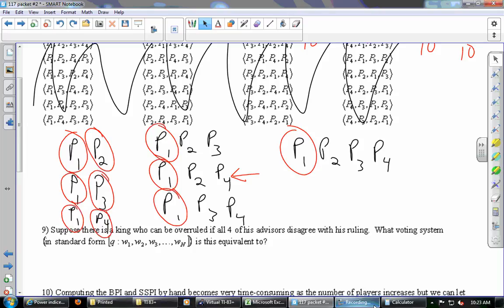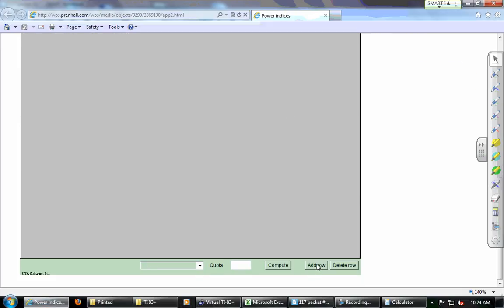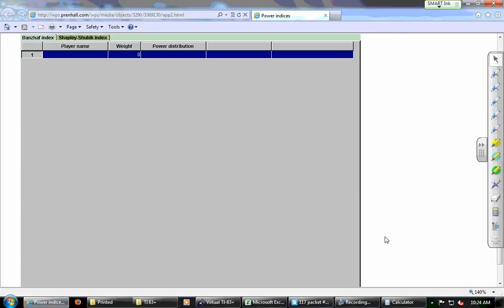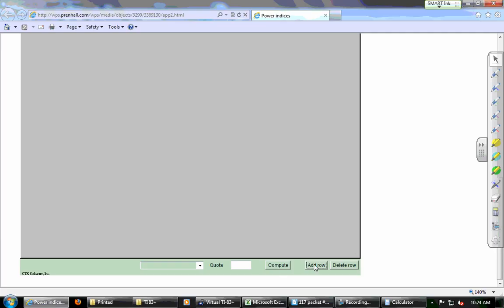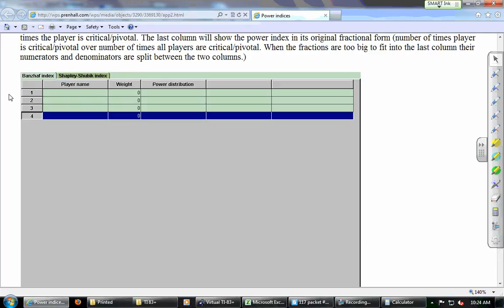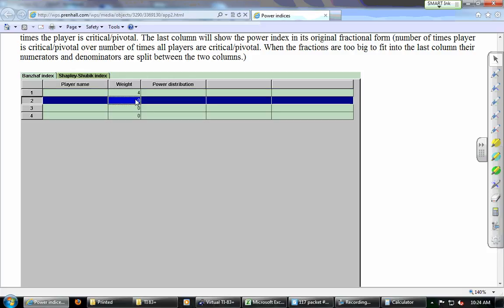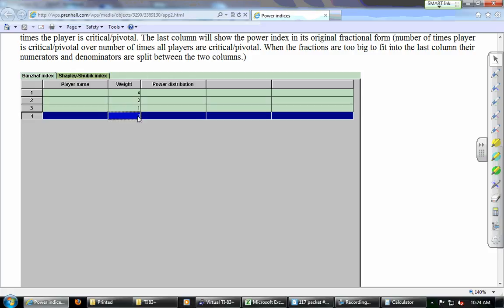Okay. So let's come back to this web page. So here's what you do. It says there's a button here for add row. How many players did we have in this example? It was 4, right? So I'm just going to hit that button 4 times, and then I'm not going to even bother typing in the player name, but I am going to put the weight. So how many votes did the first person have? It was 4, and then down here was 2, 1, and 1.